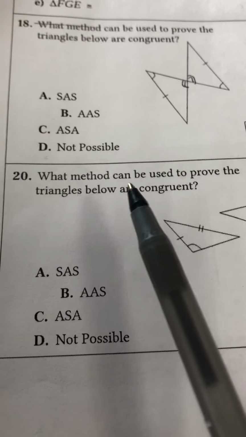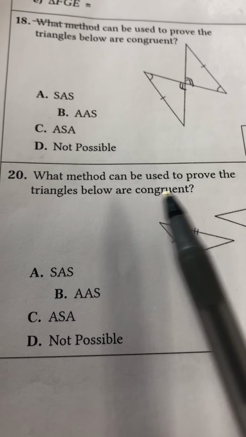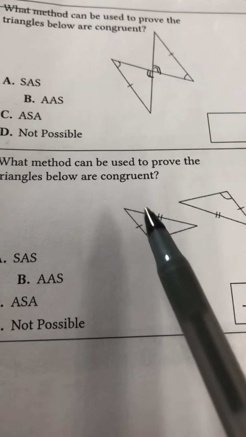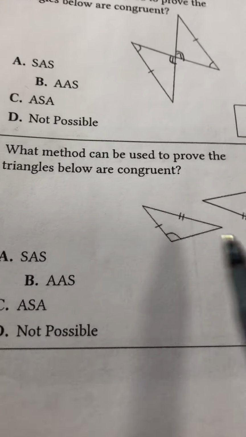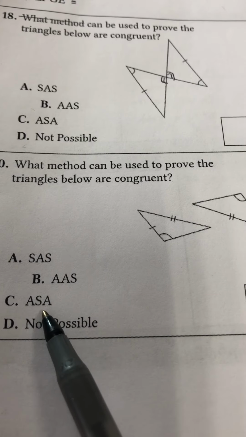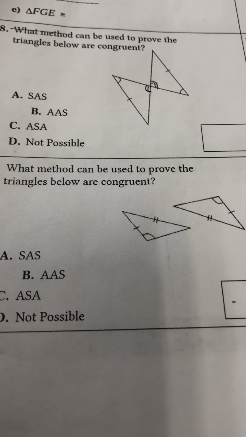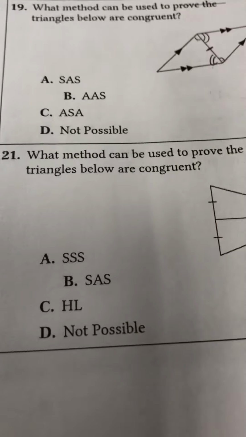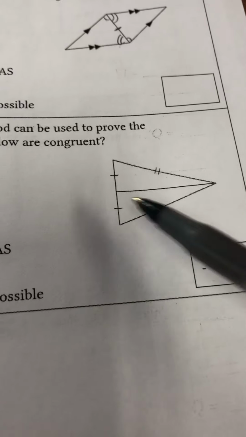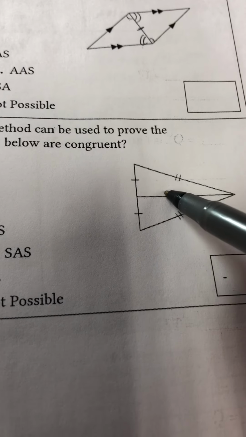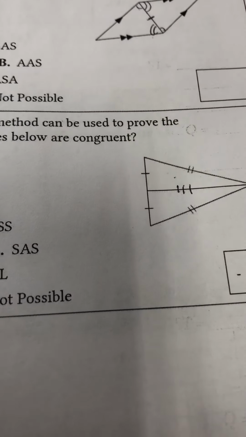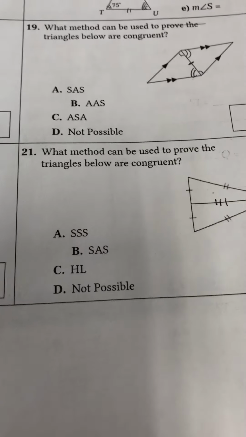Number 20, what method can be used to prove the triangles below are congruent? They have everything marked for you. So would it be SAS, AAS, ASA, or not possible? And number 21, what method can be used to prove the triangles below are congruent? Remember that this side is going to be shared by this triangle and this triangle, so it's going to be the same. So that should help you answer number 21.